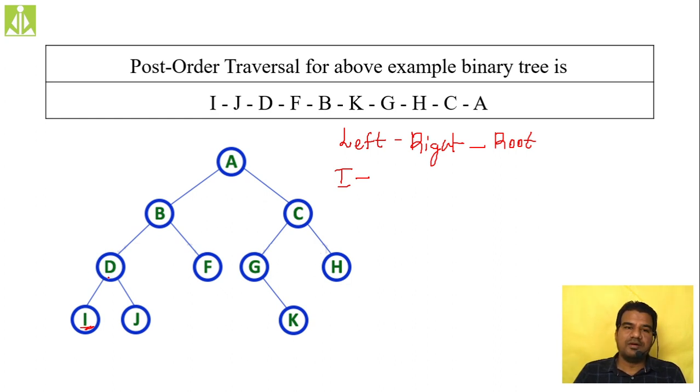Go back to D. For D, left already visited. So now we have to visit right, because left, right, then finally root. Try to visit right. So at right, again we have a node. So make J as root node.